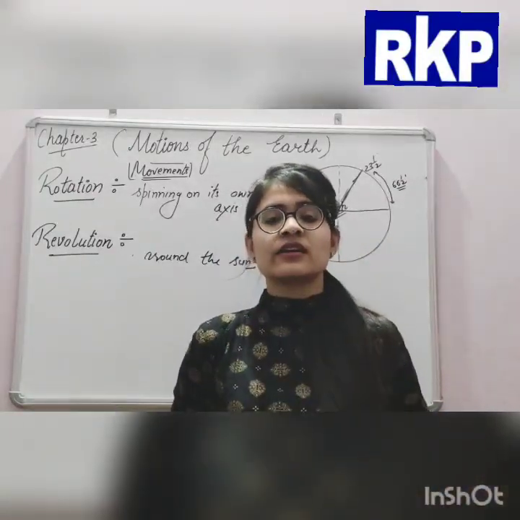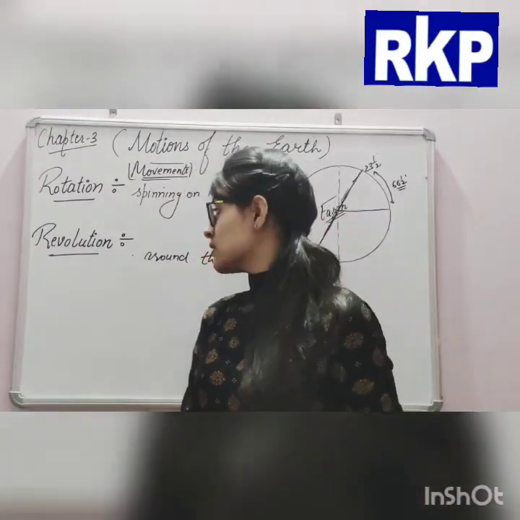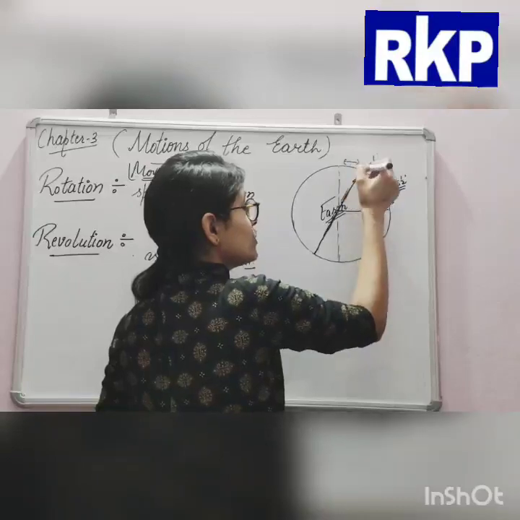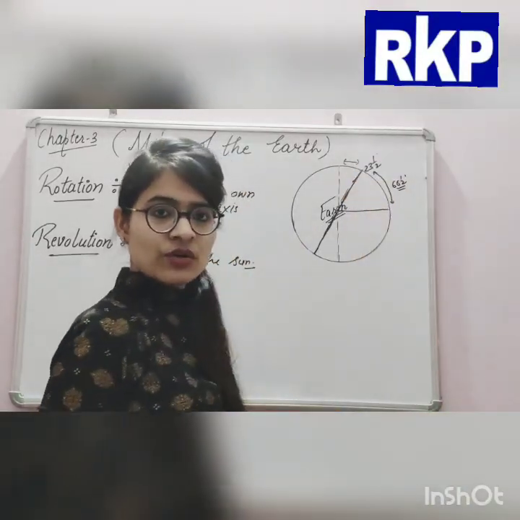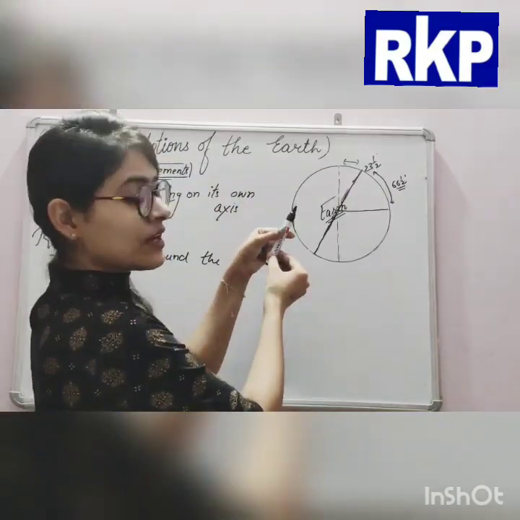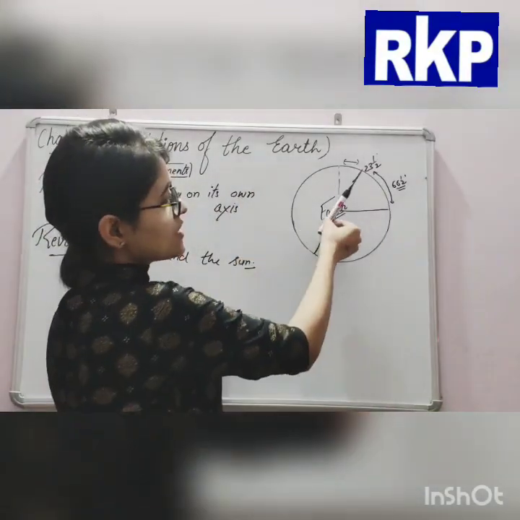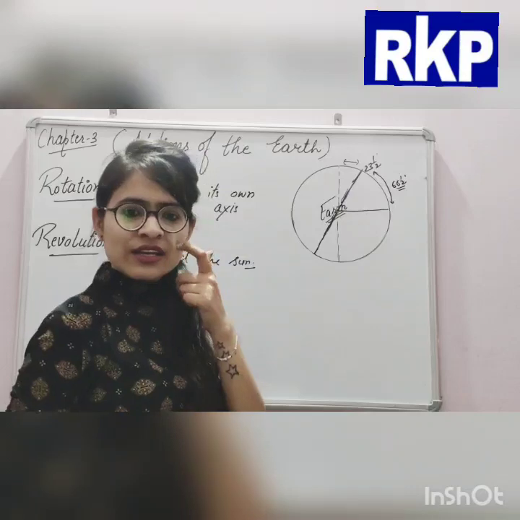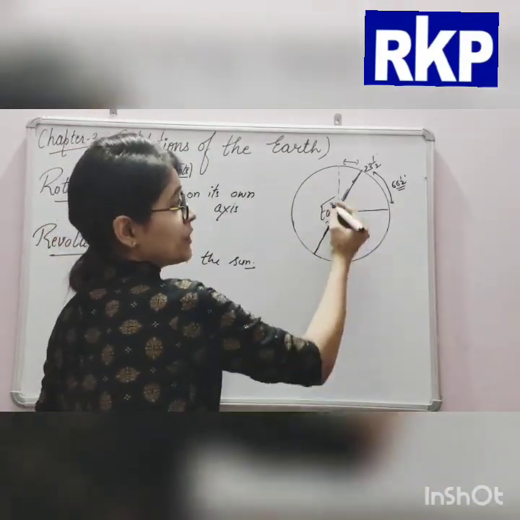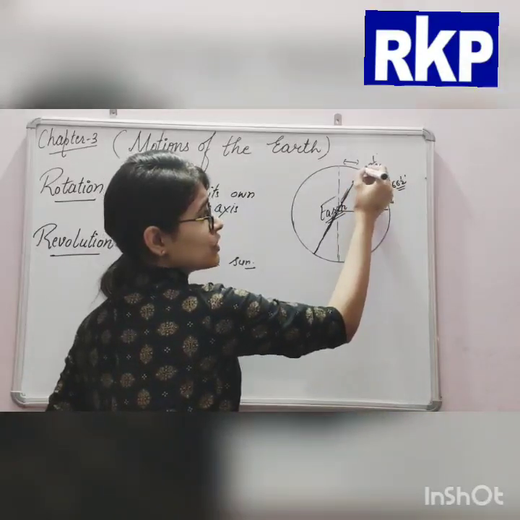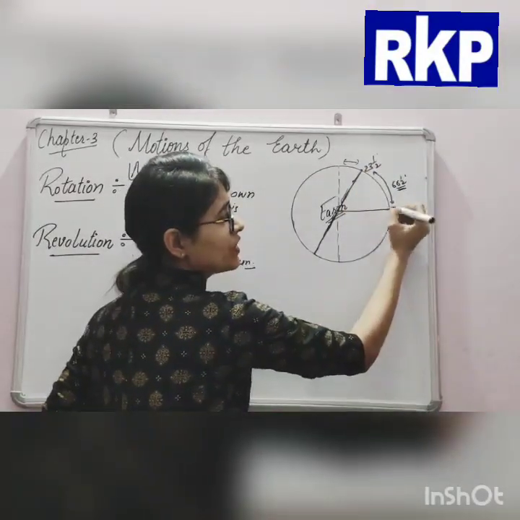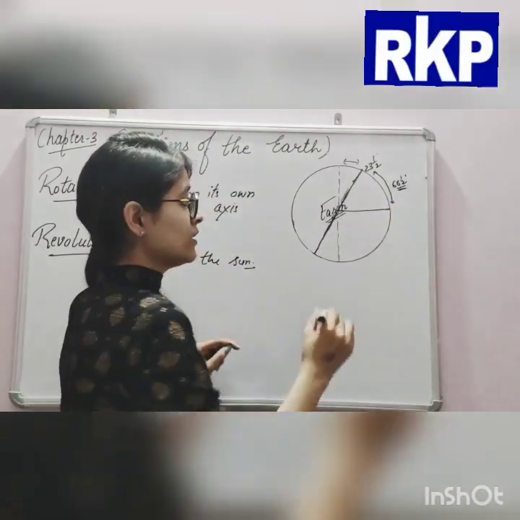Clear? And you know very well that our earth is tilted at 23.5 degrees. Our earth is not upright like this; it is tilted like this, at 23.5 degrees. And the axis of the earth makes an angle of 66.5 degrees from the orbital plane.